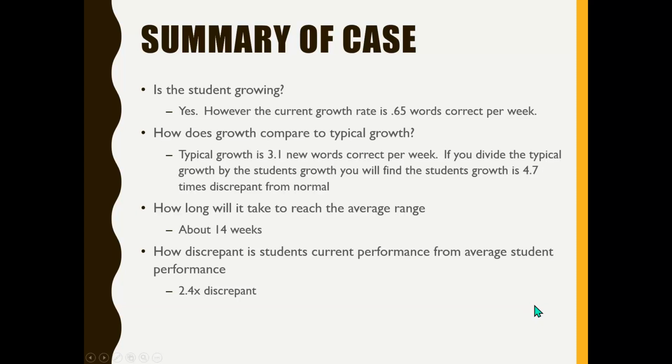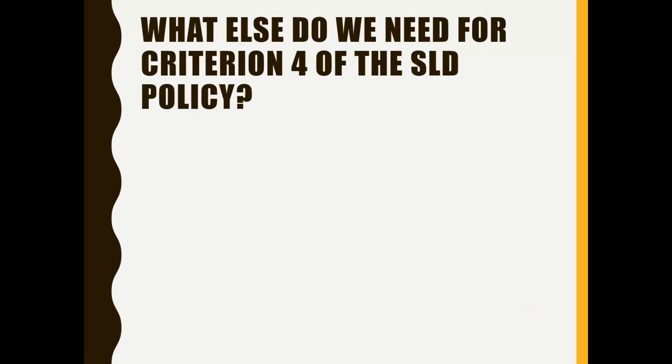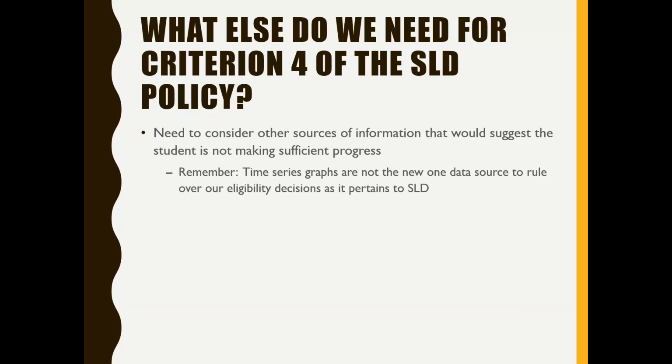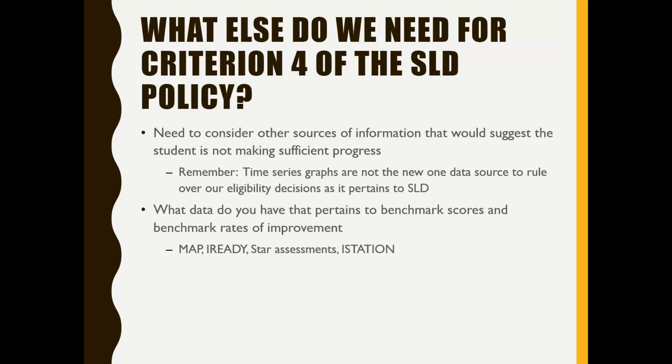So that's a lot of the data that we can take away from that one graph. But we always have to consider, what else would you need for criterion for the SLD policy? This is really important. We need to consider other sources of information that would suggest the student is not making sufficient progress. Because we have to remember, we are not trading off one discrepancy model necessarily for another. Time series graphs cannot be the only type of data that we present to suggest that a child has a specific learning disability. Do I believe that they need to be part of the decision-making process? Absolutely. However, it is not sufficient for placement in and of itself. We have to use good team decision-making based on all the data that we have at our hands.